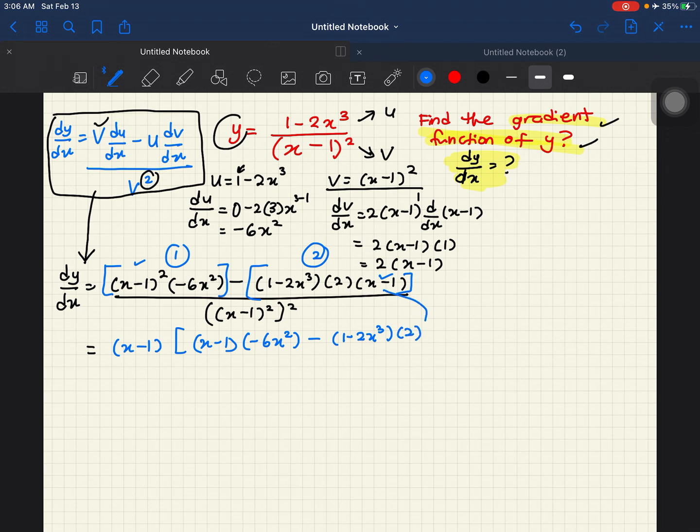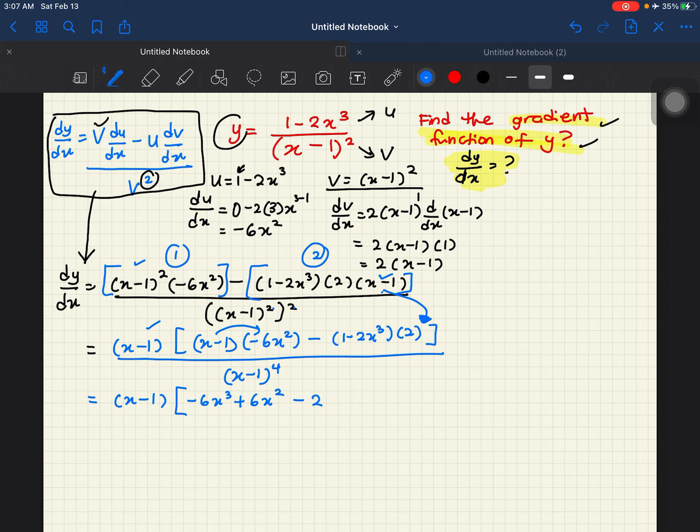Now, what about x minus 1? Ada lagi ke tak ada? Tiada jawapan dia. Kenapa? Because we already take it out. Oh, we have factorized it. So, yang tinggal itu sahaja. Over quotient rule ya. Remember quotient rule mesti ada over. 2 darab 2 dia jadi 4. Okay. So, x minus 1. Kita expand dia 1 per 1. Dia jadi negatif 6x kuasa 3 tambah 6x kuasa 2 tolak 2 tambah 4x kuasa 3. Over it with x minus 1 power of 4.